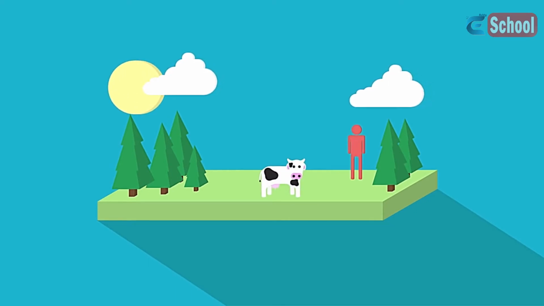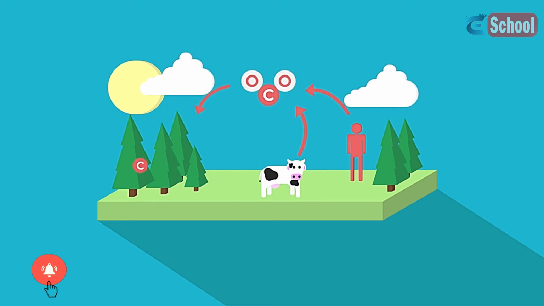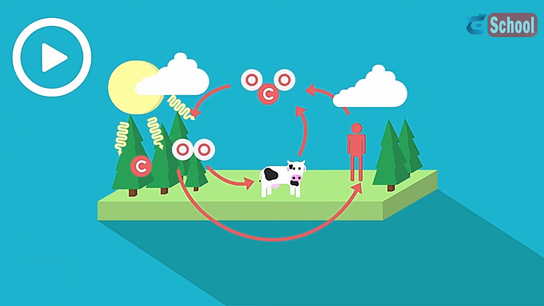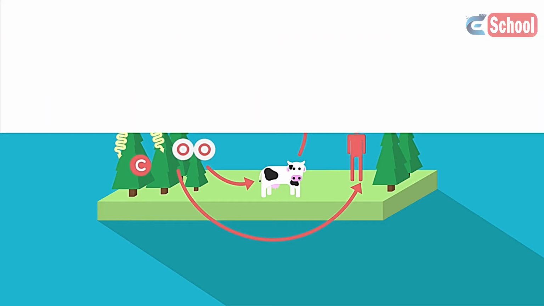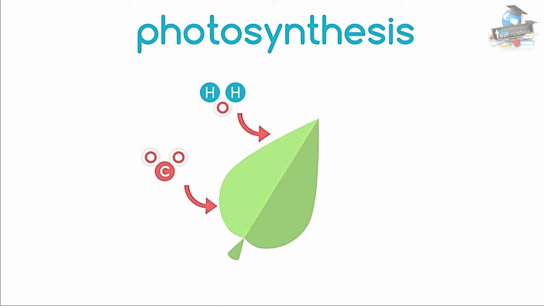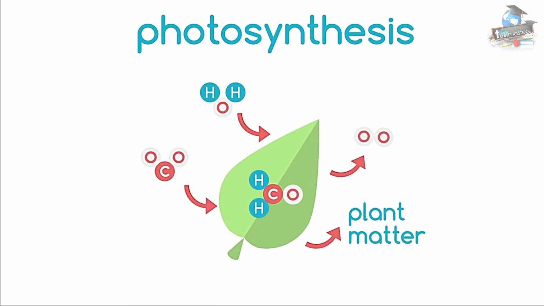Can you remember what the process is called where plants capture carbon and give off oxygen? Pause the video whilst you think. Did you remember that this process is called photosynthesis? The carbon is used to build up new plant material.